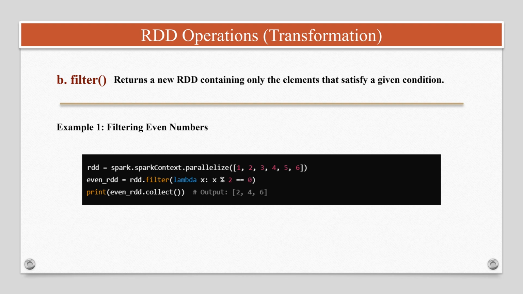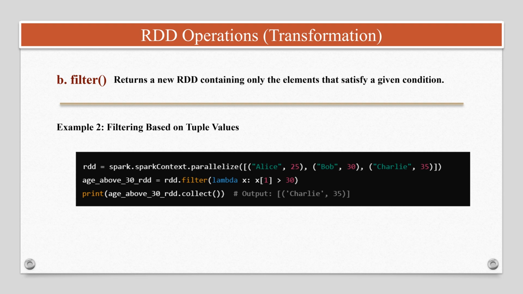We have an RDD of 1, 2, 3, 4, 5, 6, and we used the filter function where we have x % 2 == 0 to filter out the even numbers. So the lambda function checks if each number is divisible by 2, only the even numbers remain in the new RDD, that is even_RDD.